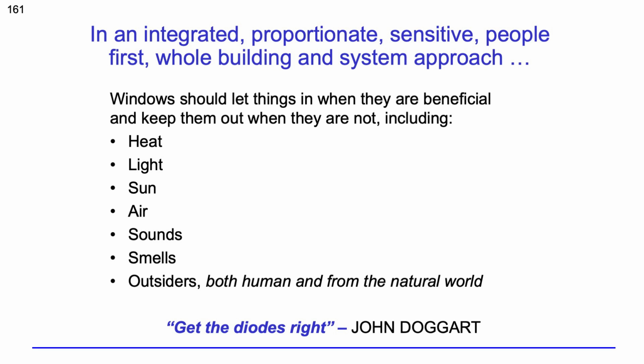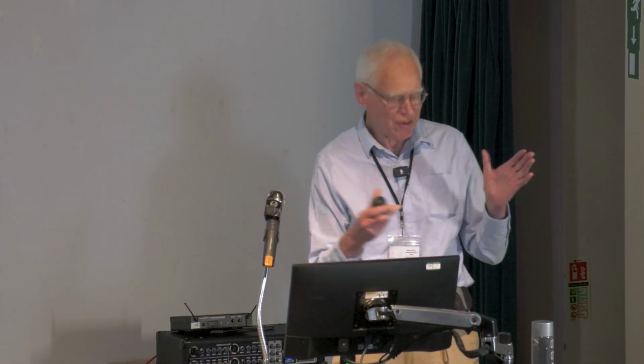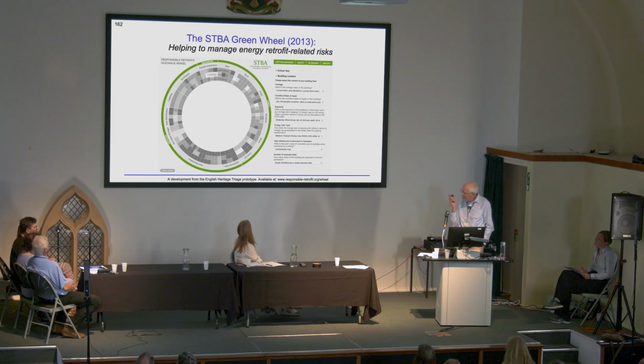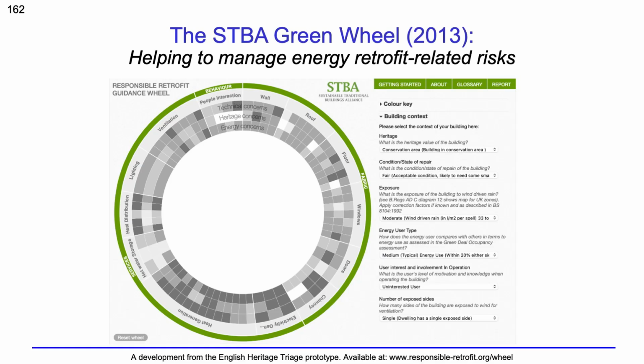So my colleague John Dollard, the engineer, said, what you need to do is get diodes right. You need to think electronically. You have something that sometimes lets the electricity through and sometimes doesn't. Now, this is the STBA green wheel I mentioned. And this came out of the terrible green subprime deal, as I called it, that the government came up with in 2011. Or was it 2012? I think it came up with it in 2011 or in 2012.